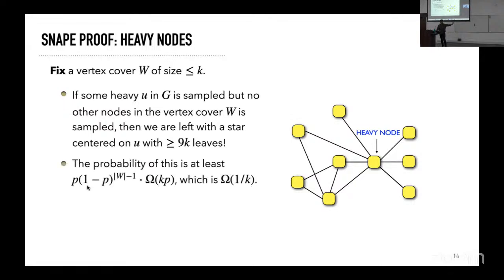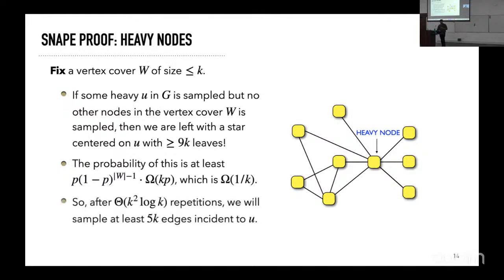So the probability of that happening is roughly this. That quantity works out to about 1 over Q. So with 1 over Q probability, a heavy node is preserved. And so if you have enough repetitions, the idea is that you have at least 5K edges you sample adjacent to this heavy node. So this heavy node will be quite heavy-ish in the subgraph as well.